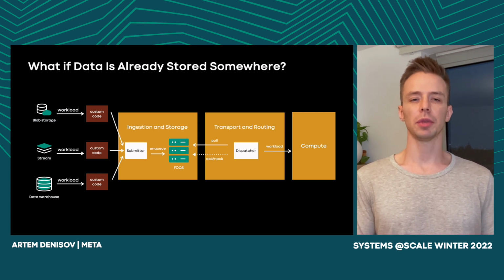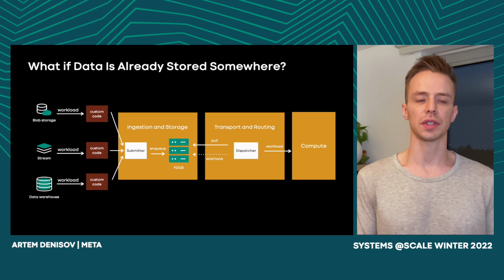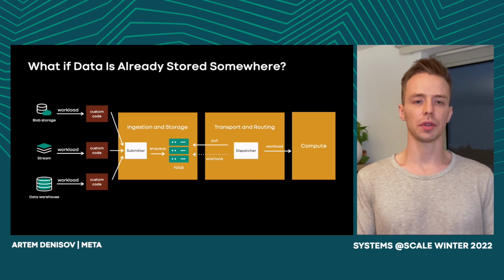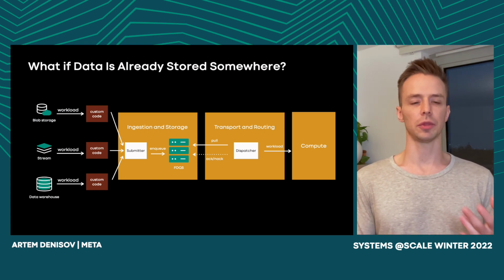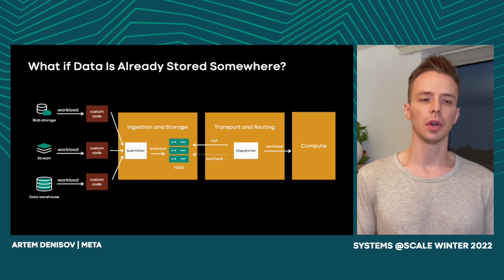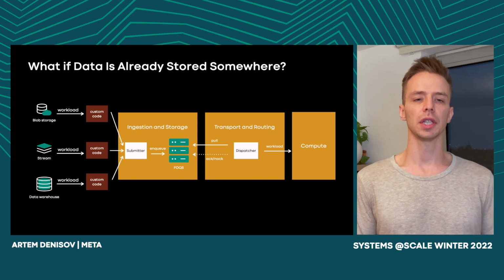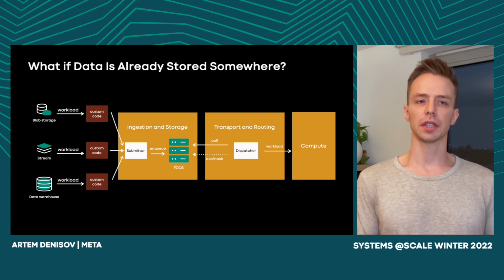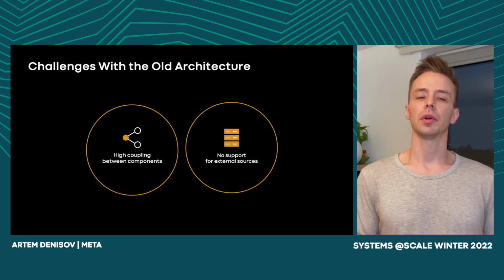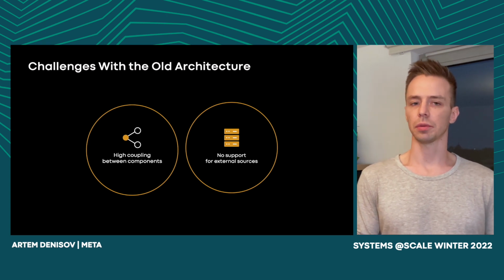For example, it might be hard and expensive to copy some high traffic stream into the queue, or some data warehouse tables into the queue, or any other type of database that you might imagine. It might introduce significant inefficiencies on the way. So to recap, two main challenges with the old architecture that we had.